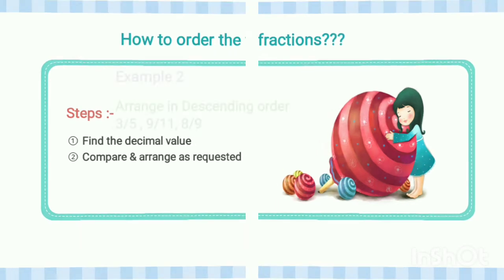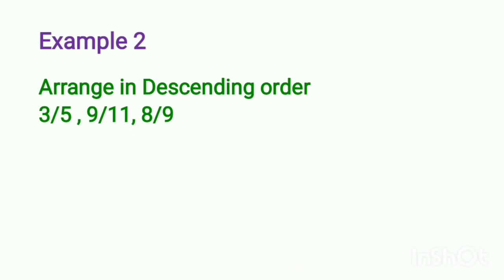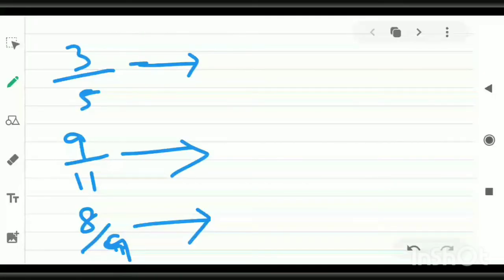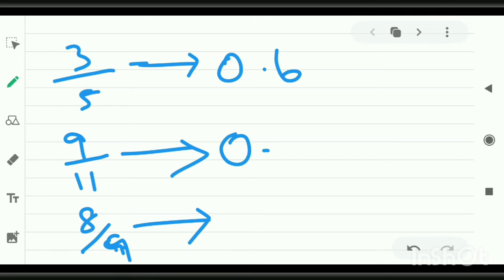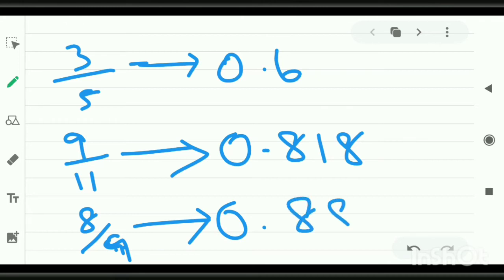Okay, let's go with one example problem. Arrange in descending order 3 by 5, 9 by 11 and 8 by 9. 3 by 5 can be written as 0.6. 9 by 11 can be written as 0.818. Good. Then 8 by 9 can be written as 0.88.